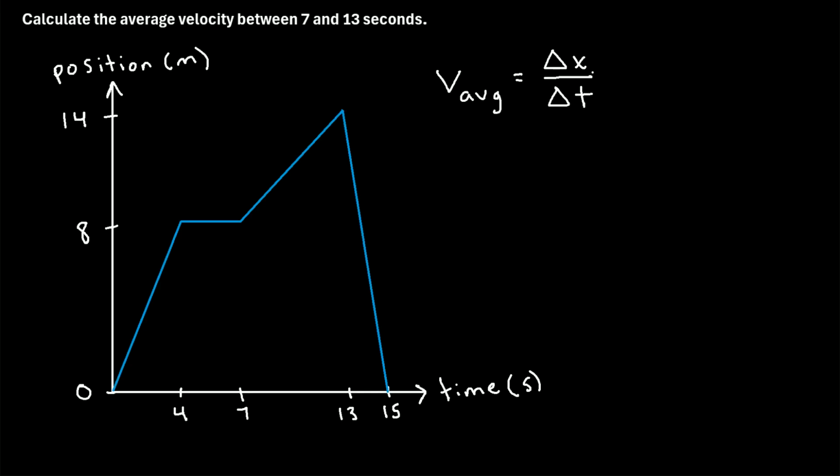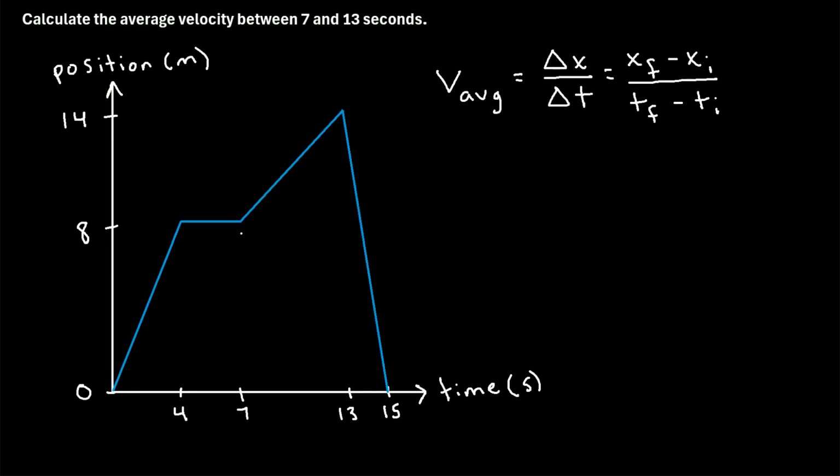So the change in the position, the change in x, is simply going to be, let's call it x final, the final position, minus x initial, the initial position, and then we'll divide that by the change in the time, that's just going to be the final time, let's call that t sub f, minus t sub i, the initial time.